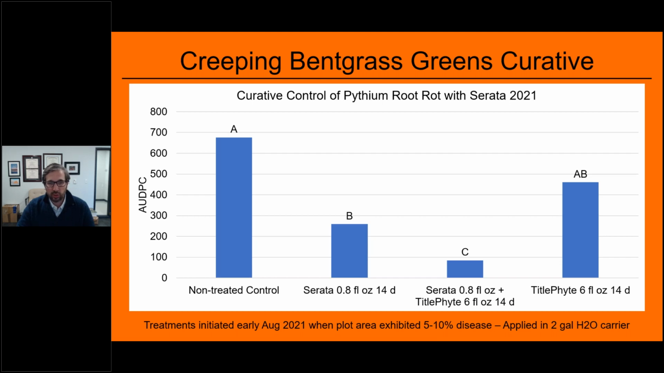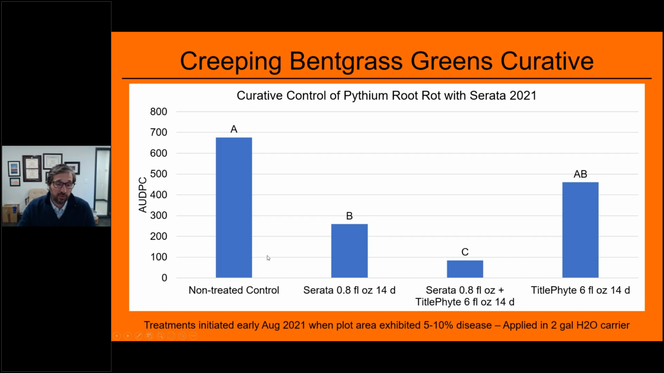Here, we're looking at some curative control with Serrata in early experimentation. But here you can see our non-treated, again AUDPC, that total amount of disease. Looking at a little bit higher rate of Serrata in this case, but seeing a significant reduction in disease. And then when we're tank mixing with a phosphite in this case, seeing an even higher beneficial reduction, whereas that phosphite alone was no different from the non-treated.